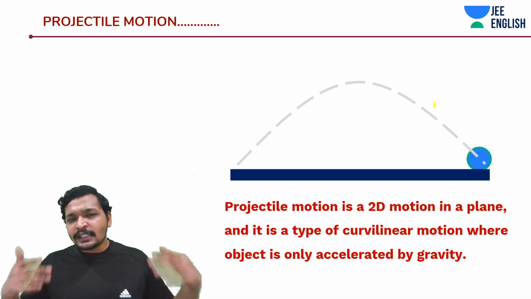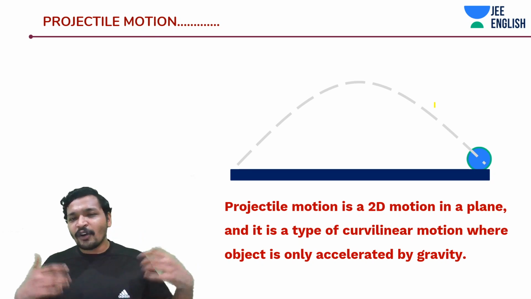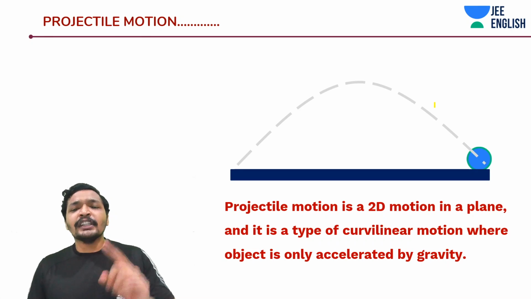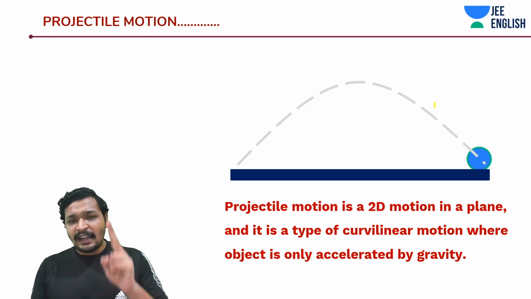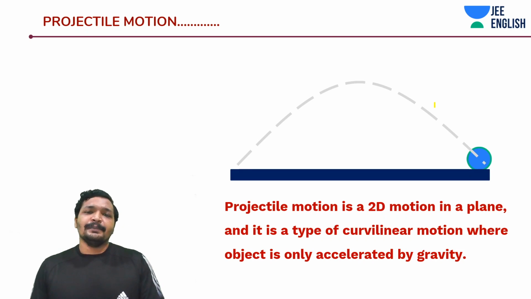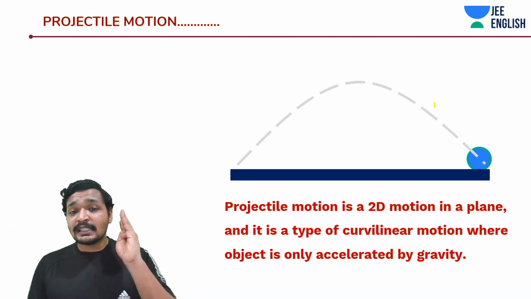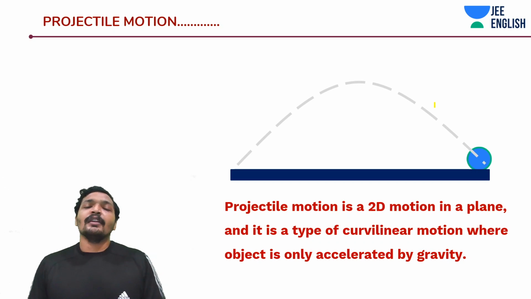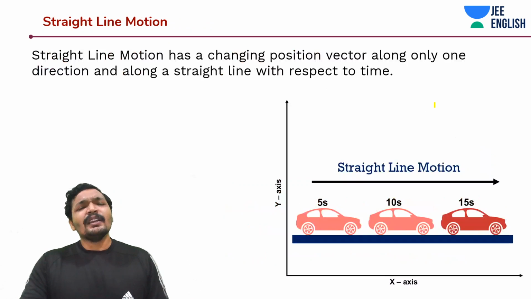So projectile motion is so simple. To understand projectile motion, all you need to do is first understand this concept: that it's a curvilinear motion and it is traveling in a 2D plane and it is accelerated only by gravity. And it is projected at a certain angle with a certain initial velocity. Okay guys, let's get into the next thing.